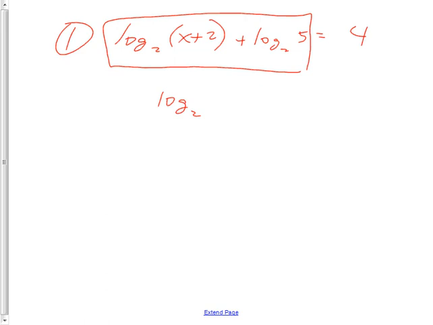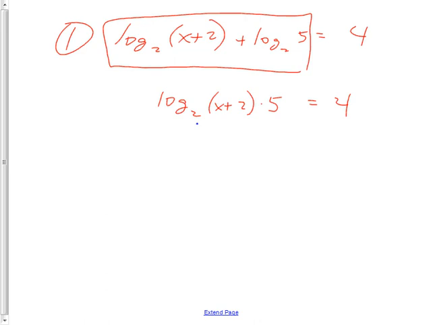You have to say base 2, because if I just said log, that would imply base 10. All right, x plus 2 times 5. And then, can I just cancel the logs on both sides? There isn't one on the other side, so no, I can't. So, I could do this, though.